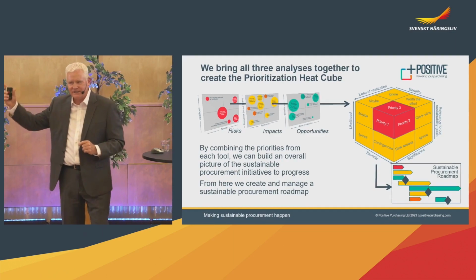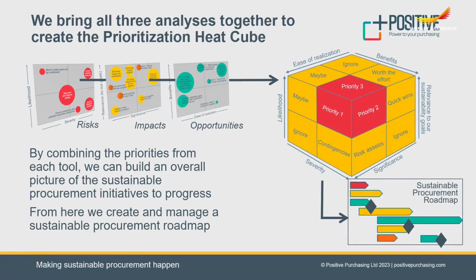So we look at the risks, we look at the impacts, we look at the opportunities, and we bring all of that together. I call it the prioritization heat cube, which is about identifying what are the things we're going to do that focus on risk, impacts, and opportunities. And that allows us to create a sustainable roadmap.